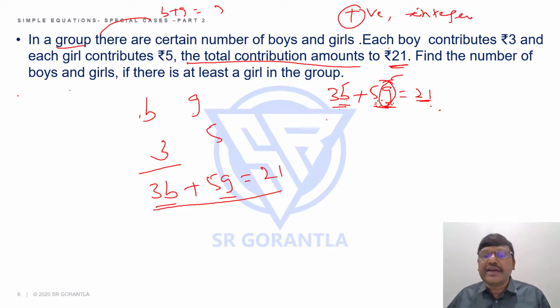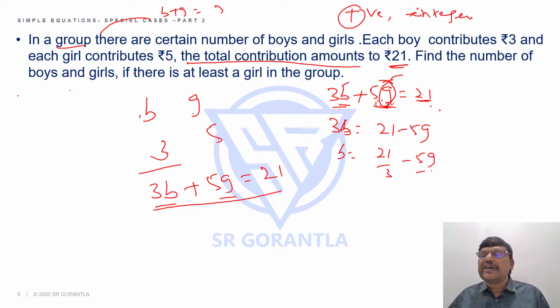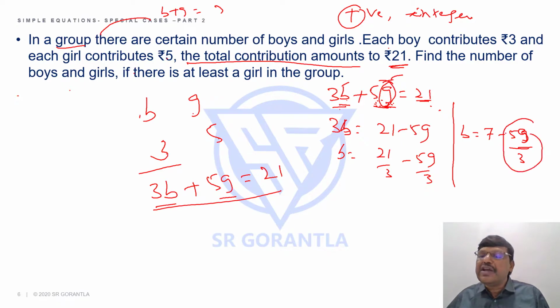I'll show you. 3b is equal to 21 minus 5g. b is equal to what? 21 by 3 minus 5g by 3, if 3 goes to the other side. Students, b is equal to 7 minus 5g by 3. See, 5g by 3 has to be an integer, then only 7 minus something can be an integer.